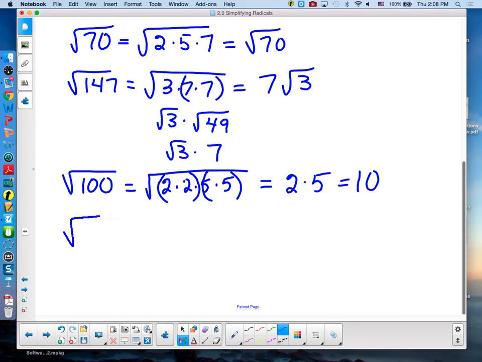All right, what else was there? 32. Okay, square root of 32. So on your marker board now, look at your factoring for the square root of 32. You tell me what you think it should simplify to be. I'm going to orient this while you're doing that.